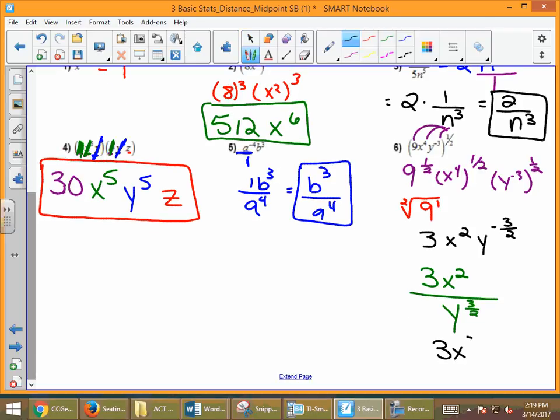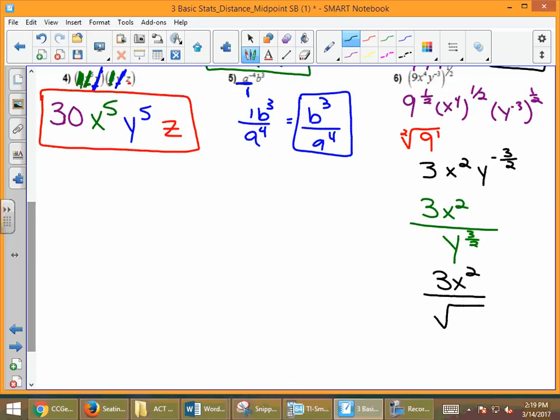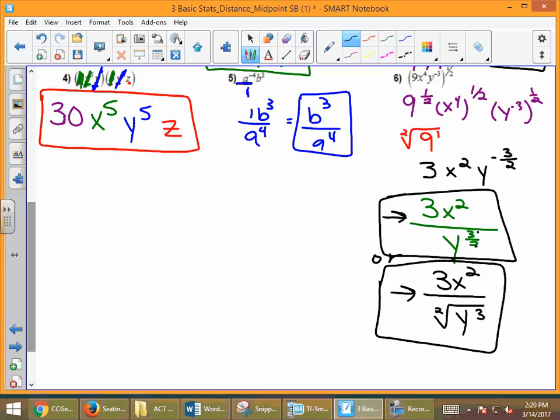So to rewrite the bottom, again, you're going to take the square root. The bottom number becomes your index. The top number becomes your exponent. And your base just goes underneath the radical. So you might see it like this, like the green answer, or you might see it like that answer, either or. It depends on how they want to put the answer. Okay? Questions go from there.